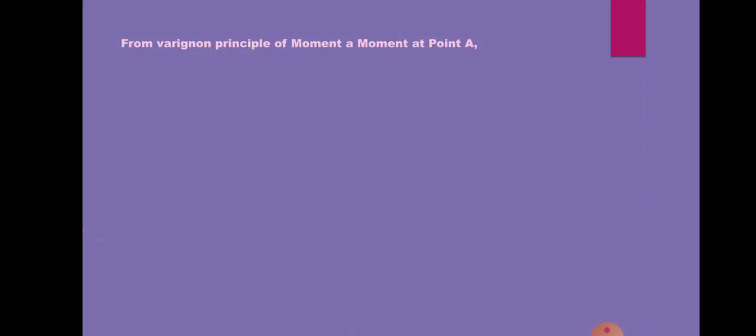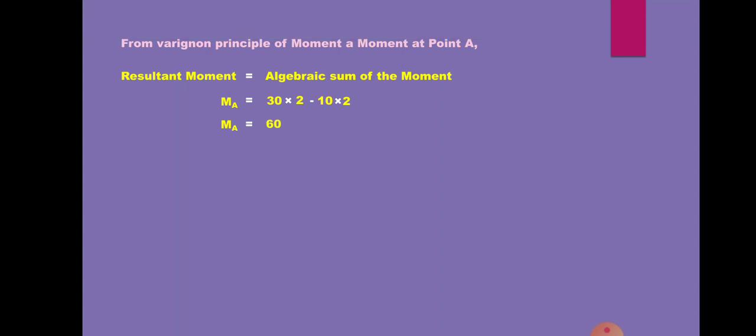From Varignon's principle of moments, at point A, we know the resultant moment equals the algebraic sum of the moments. So moment at A equals 30 into 2 minus 10 into 2. So moment at A equals 60 minus 20. So moment at point A equals 40 Newton meter.